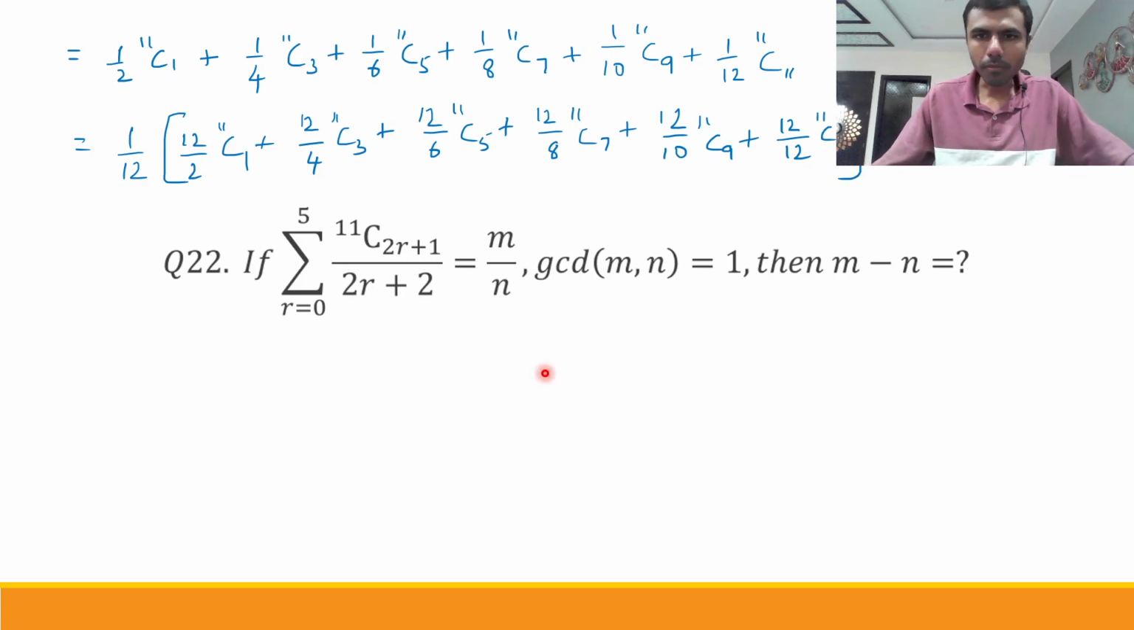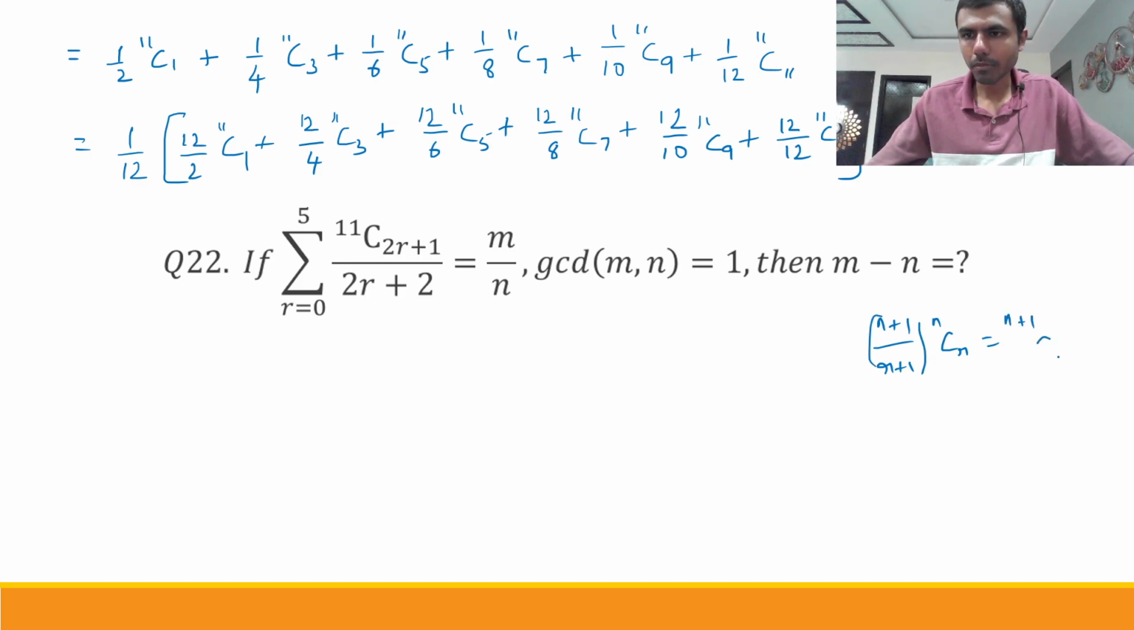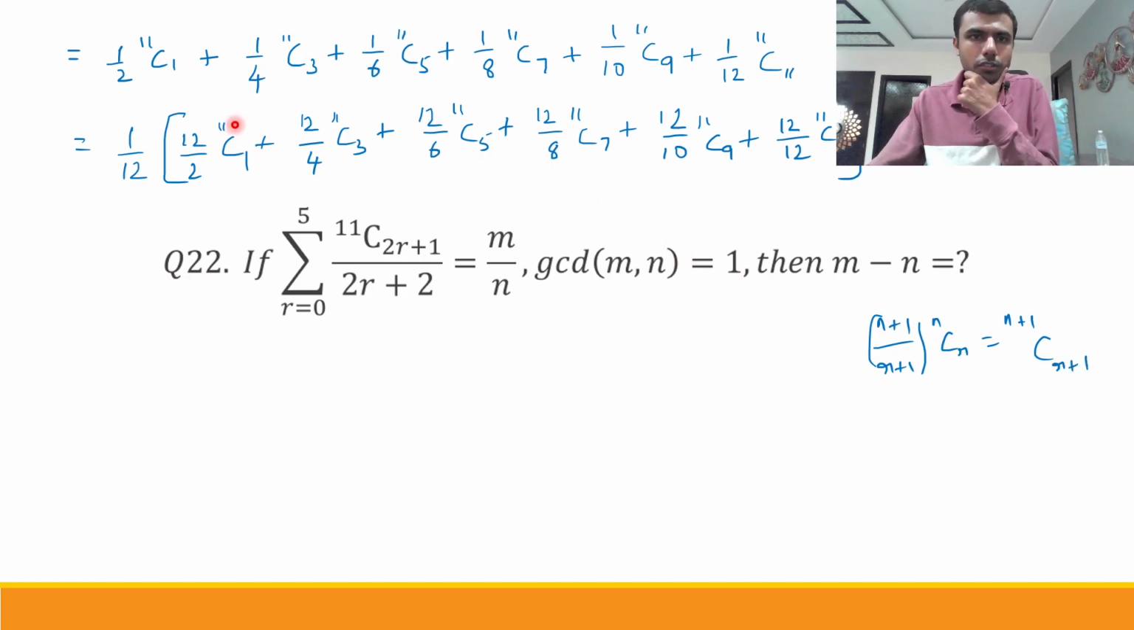There is a formula which I'm sure you guys must be familiar with: (n plus 1) by (r plus 1) into nCr is nothing but (n plus 1)C(r plus 1). Makes sense? So this is of that format. See, 11 and 1, then 11 plus 1 is 12, 1 plus 1 is 2. It's on that format.